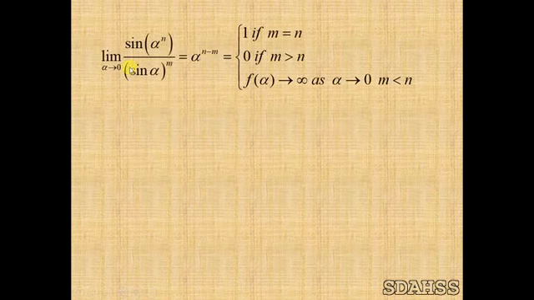Limit alpha tends to 0, (sin alpha)^n divided by (sin alpha)^m is equal to alpha^(n-m), which is equal to 1 if m is equal to n. If m is equal to n, its value is 1. Equal to 0 if m greater than n. Then f of alpha tends to infinity as alpha tends to 0, m less than n.